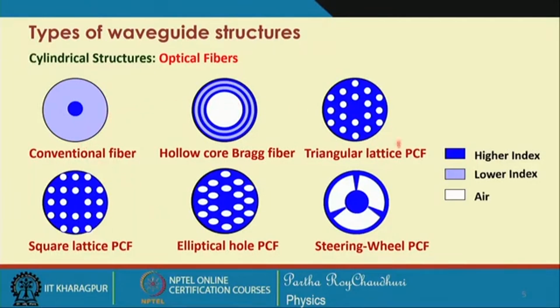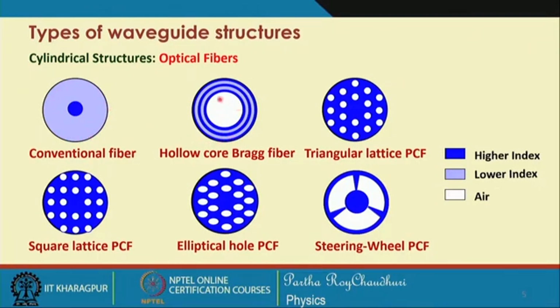There is another class of optical waveguides, which we have mentioned, the cylindrical structures which are optical fibers, and nowadays this is one very important optical waveguide for telecommunication, connecting cities, countries. Lots of optical fibers are laid underground and also under the sea for telecommunication. There are a variety of optical waveguides. This is the simplest, the conventional core cladding structure, which has a core and there is a cladding surrounding it.